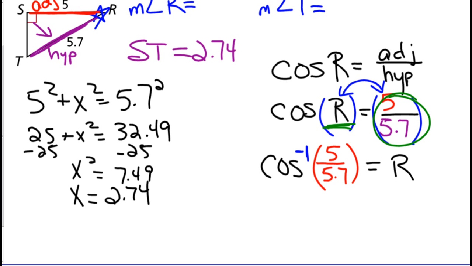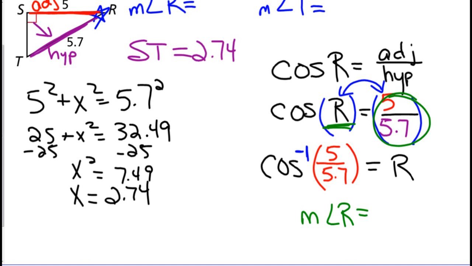So you hit second and then cosine, and on your calculator screen, you should have COS to the -1 and then a parenthesis, and you should still have your blinker. Then you just type 5 divided by 5.7 and hit enter. And you should get 28.69. That is the measure of angle R.